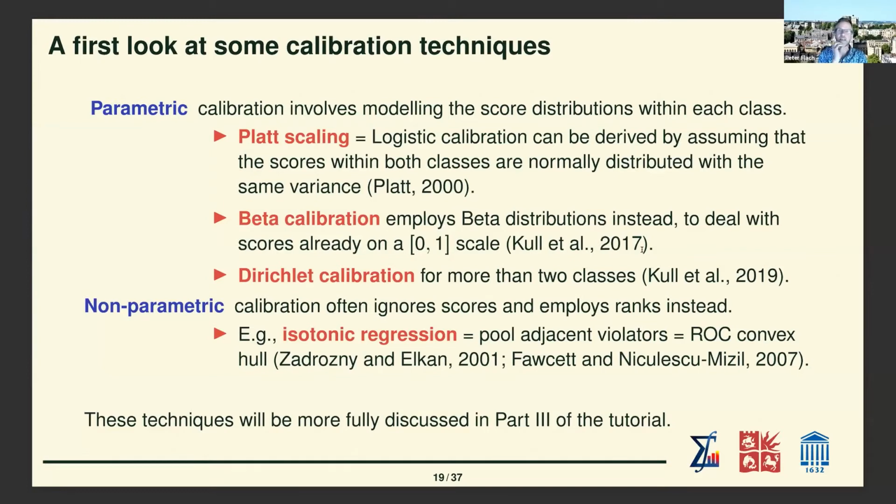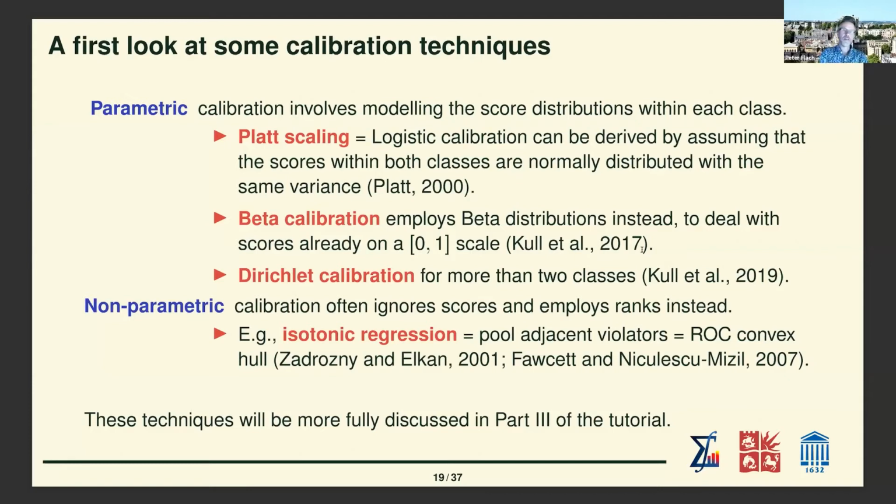And recently, we proposed alternatives to this for classifiers that already score on a 0-1 scale, and this beta calibration and its multiclass version Dirichlet calibration can handle this overconfidence case for which Platt scaling wouldn't work.